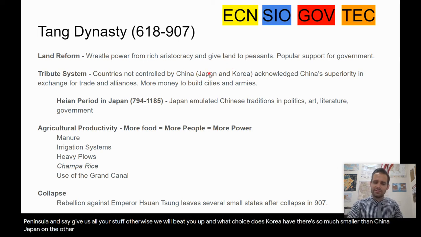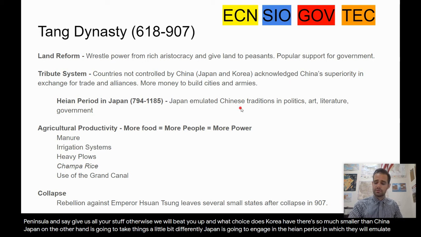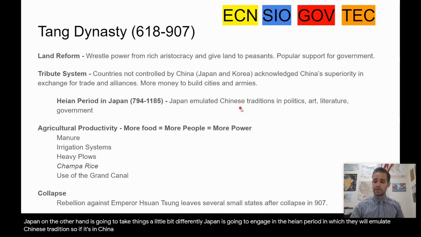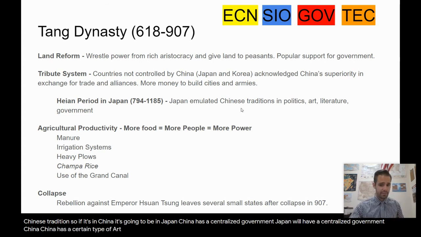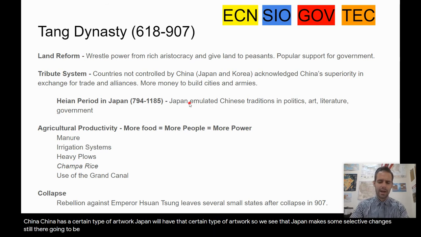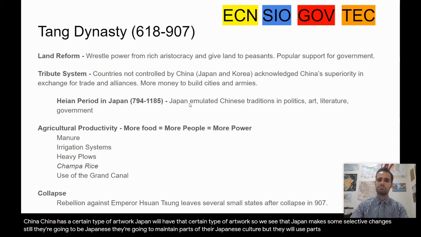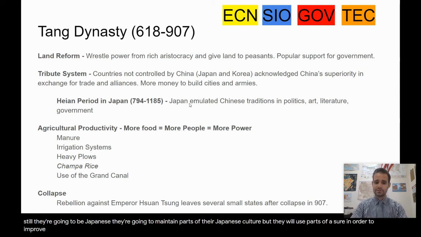Japan, on the other hand, is going to take things a little bit differently. Japan is going to engage in the Heian period in which they will emulate Chinese tradition. So if it's in China, it's going to be in Japan. China has a centralized government. Japan will have a centralized government. China has a certain type of artwork. Japan will have that certain type of artwork. So we see that Japan makes some selective changes. Still, they're going to be Japanese. They're going to maintain parts of their Japanese culture, but they will use parts of another, let's say, more dominant culture in order to improve their society.